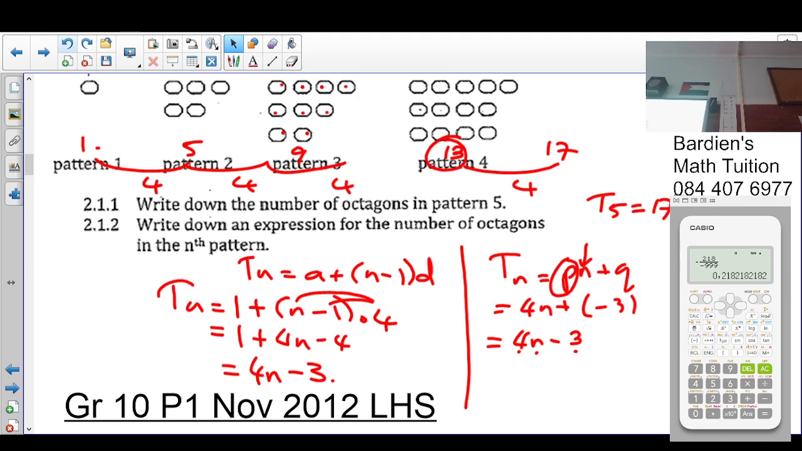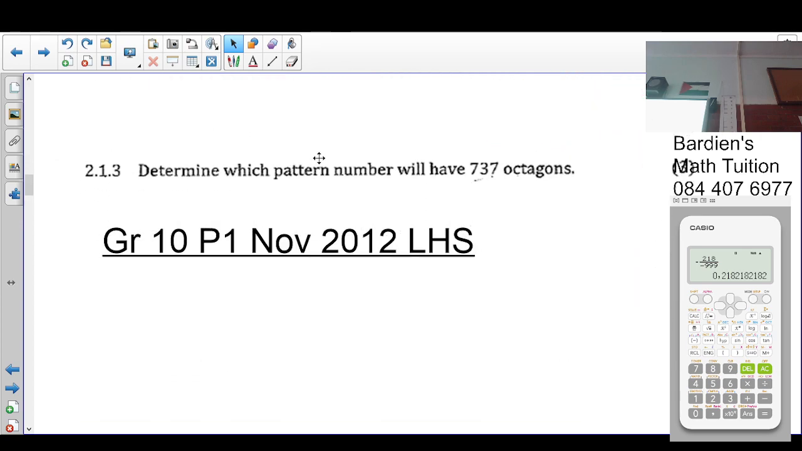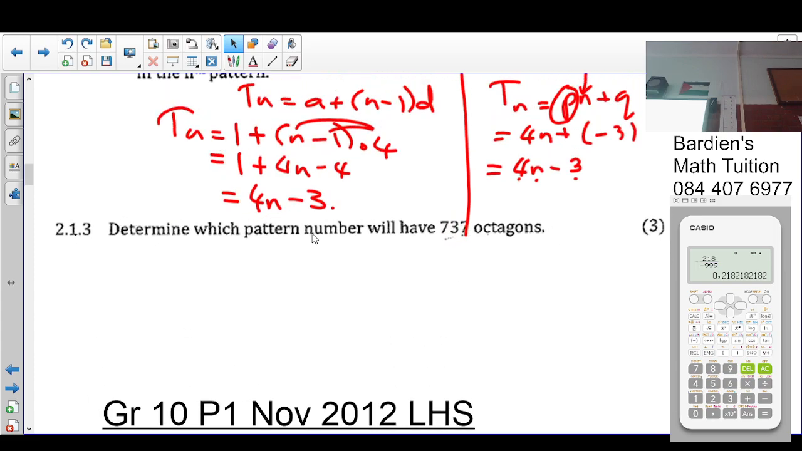Alright, any confusion there? No? We're moving too fast. Okay, at this point you should have completed the paper already.